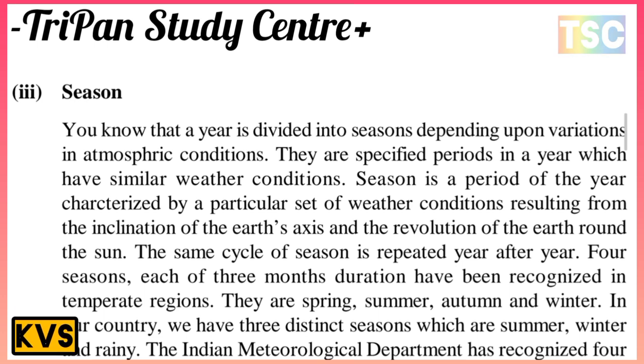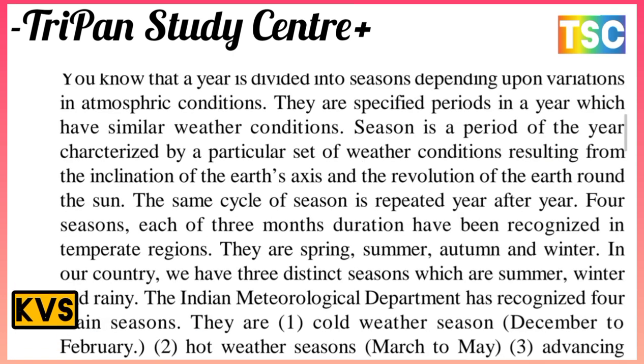Four seasons, each of three months' duration, have been recognized in the temperate region. They are spring, summer, autumn, and winter. This is the most important season here. In our country, we have three distinctive seasons, which are summer, winter, and rainy.